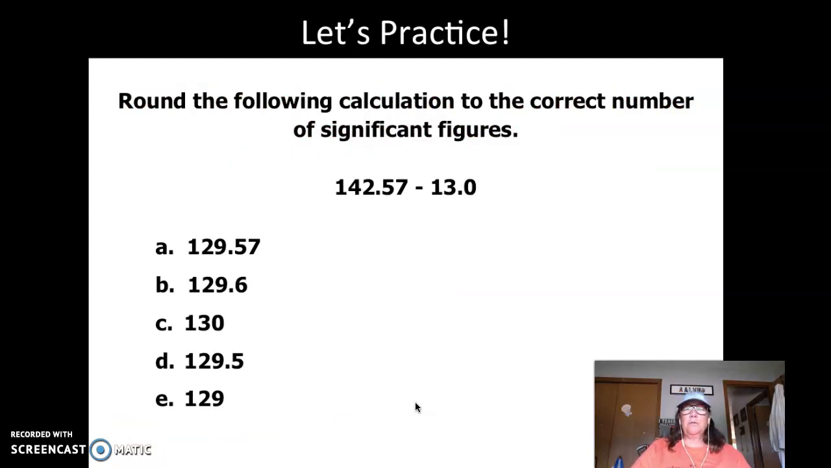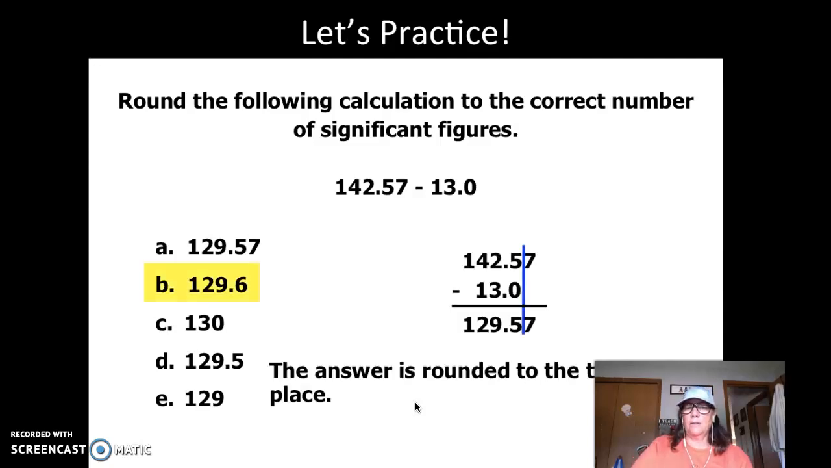I'm going to do a couple of these and then it's going to be 15 minutes, so sorry. So I subtract those, and again, my answer can only go 1 past the decimal. If I subtract these, I get 129.57, but this only goes 1 past the decimal, so I round it to 129.6 right here. Yes, this is the exact answer, but that's it. We're going to run out of time.